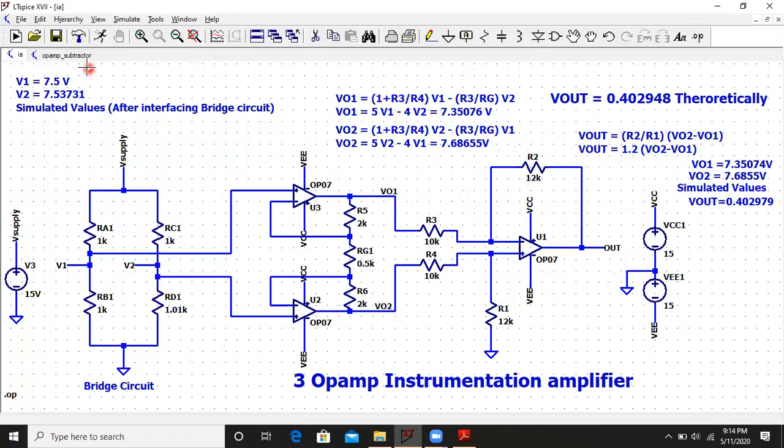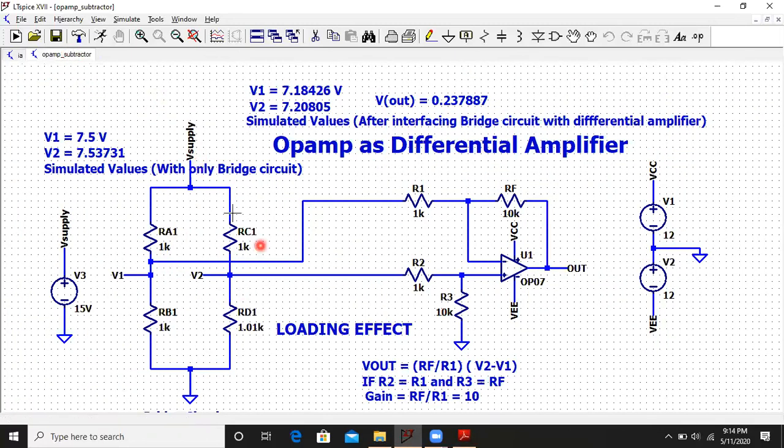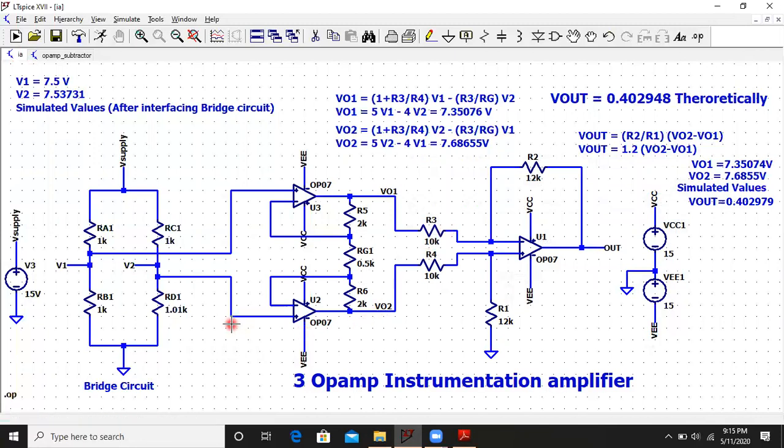So in this lecture we have started with the bridge circuit. Then we have interfaced this bridge circuit with the differential amplifier. Then we have described the limitations of the differential amplifier, and then we have overcome this limitation by implementing it in the form of a 3 op-amp instrumentation amplifier. So the instrumentation amplifier is very important in many practical circuits.